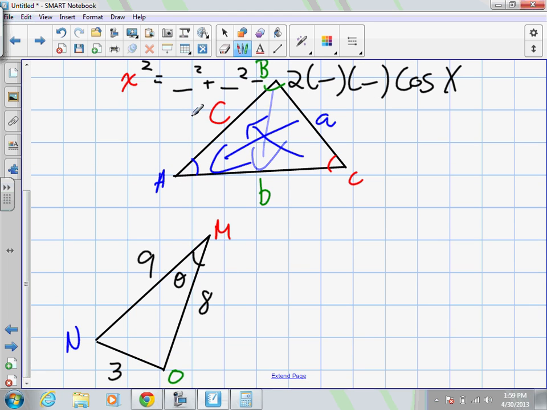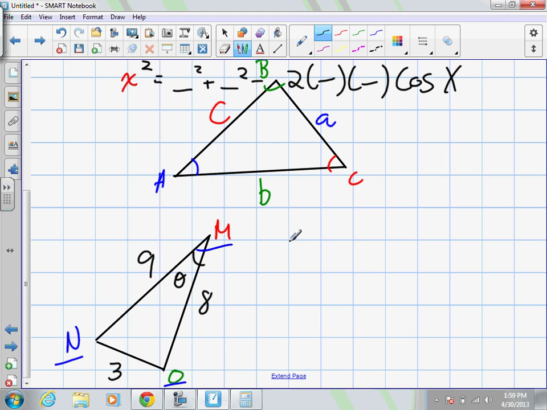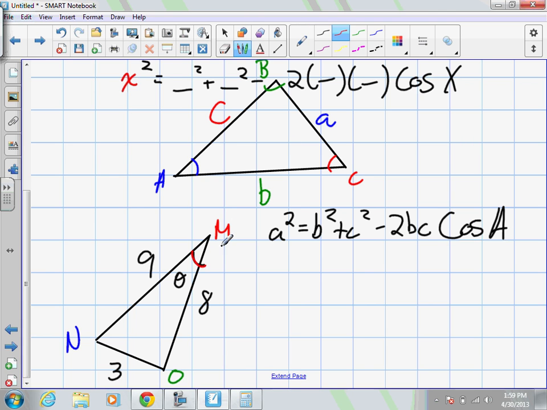So here we have a triangle named MNO. I'm going to write down a version again of the original cosine law. Let's use A this time. A squared equals B squared plus C squared minus 2BC times cos A. In this question, they want us to find angle M, which means this is side M, this will be side O, and this is side N.